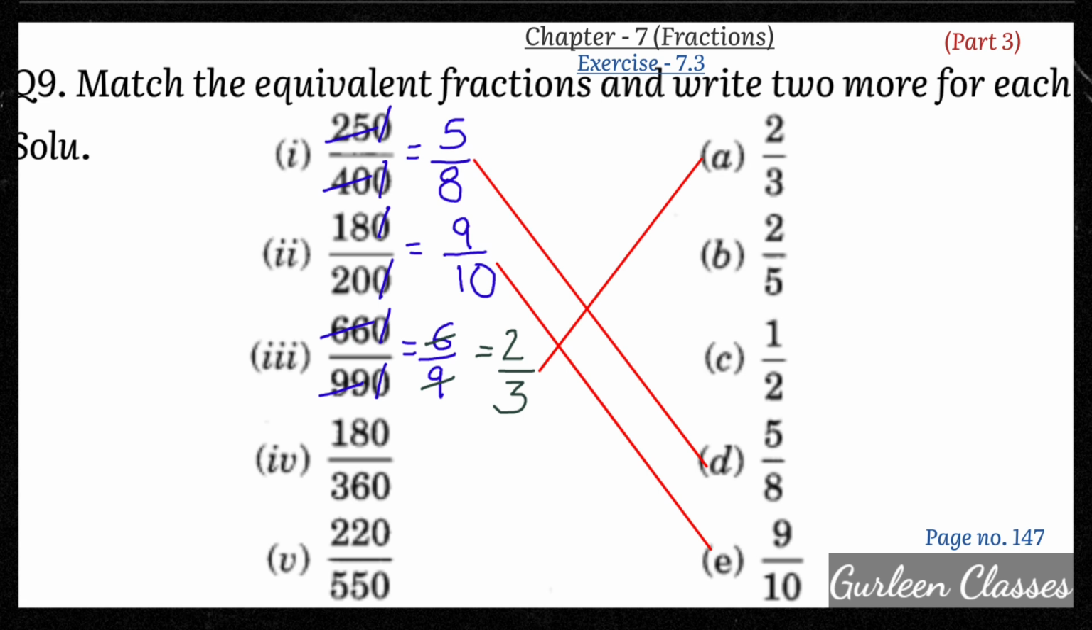Fourth part, 180 upon 360. 0 0 cancel. 18 1s are 18, 18 2s are 36. So 1 upon 2 is the fraction. Match the fourth part with C part. Fifth part, 220 upon 550. 0 0 cancel. 11 2s are 22, 11 5s are 55. So the fifth part answer is 2 upon 5. Match the fifth part with B part, that is 2 upon 5.